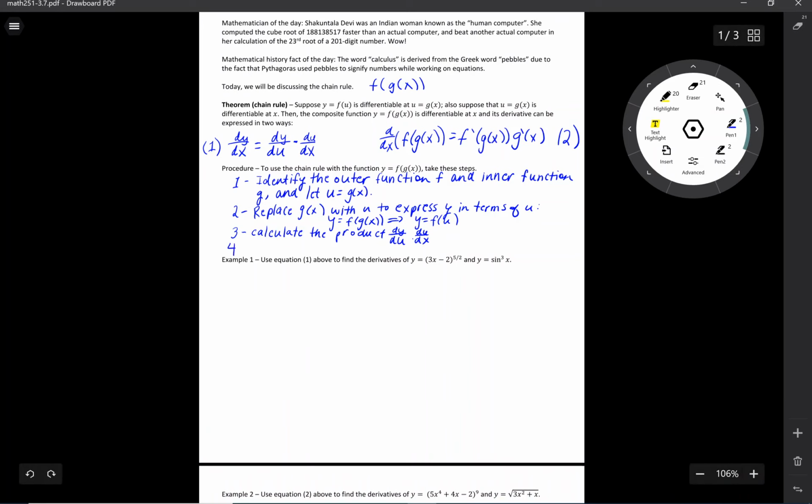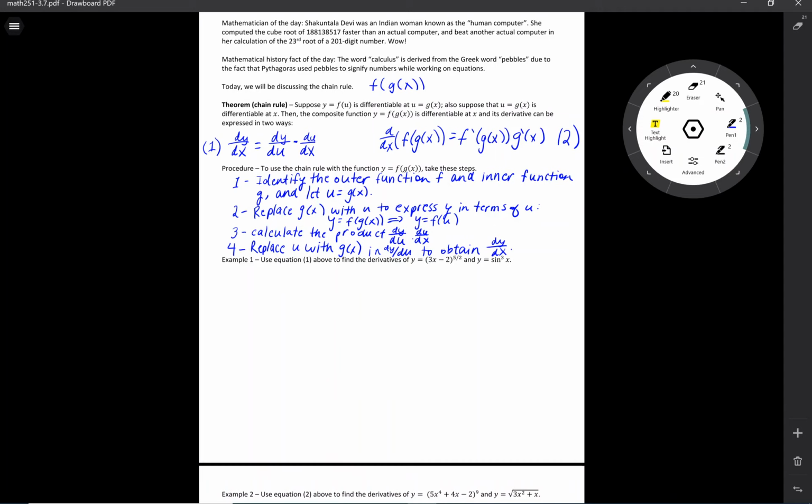And then my last step is I replace u with g of x in dy du to obtain dy dx. So again, I know this is a lot of different variables and a lot of different derivatives. Fear not, once we do some examples, I think it will clear things up a little bit.